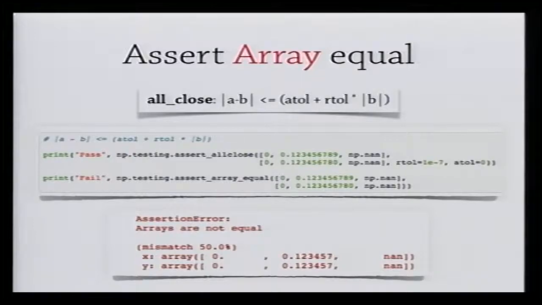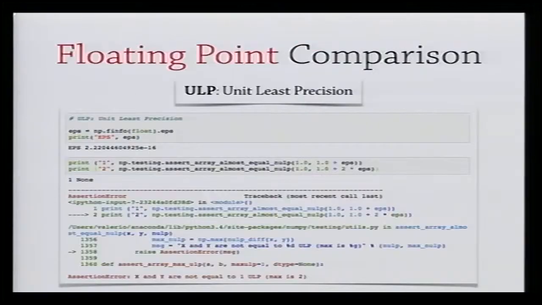Moreover, we may assert if two arrays are equal. NumPy provides two different functions, assert_allclose and assert_array_equal. The assert_allclose function implements this comparison. Basically, it takes some additional parameters here, atol, which means absolute tolerance, and rtol, which is the relative tolerance, and in this case the test will pass. And instead, if we use assert_array_equal, these two arrays are different, and this is the assertion error we have. So the mismatch is 50%.